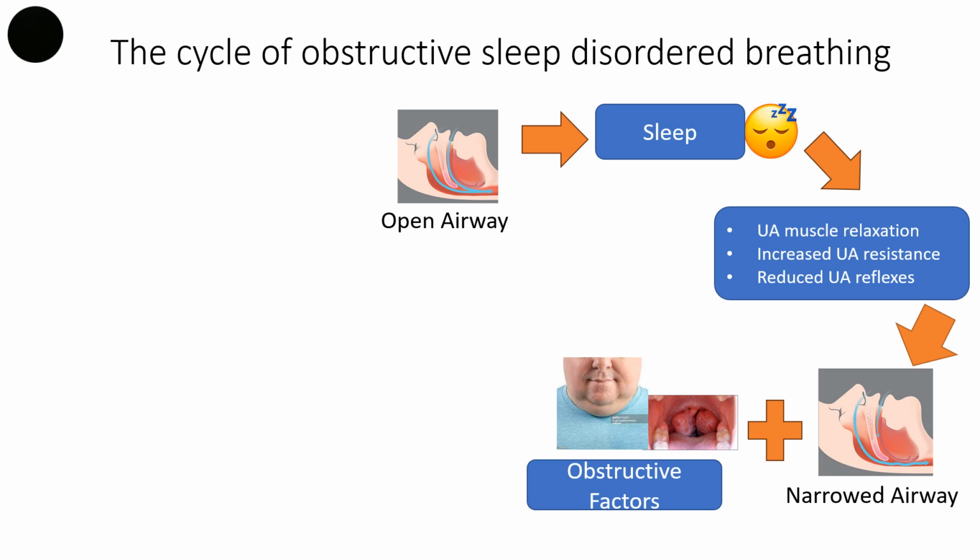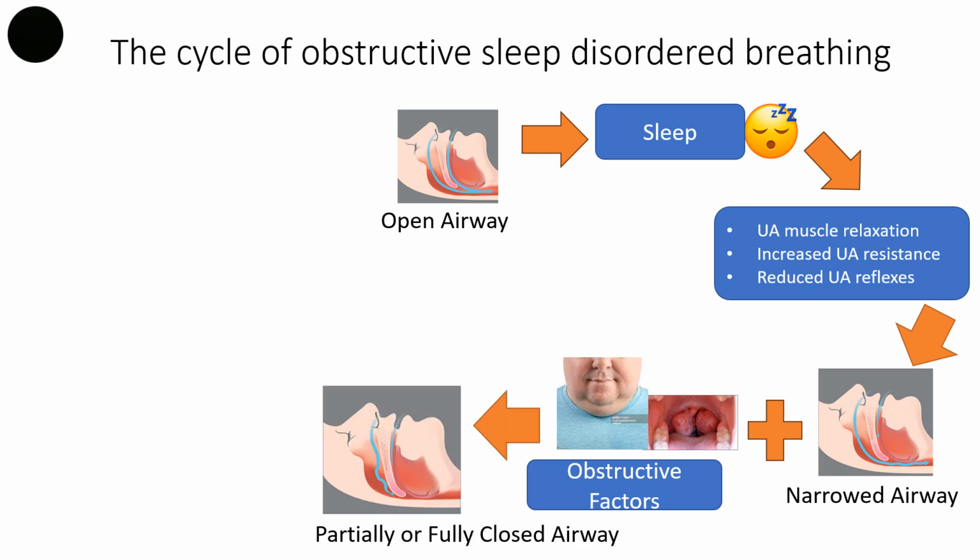But then if we've got something that can press on that narrow airway, so what I'm calling an obstructive factor, so these are kind of extreme sized tonsils you can see here, but for the majority of people it is excess weight that's been held in the neck or sometimes in the tongue, and not always that visible. This can then press on that floppy and narrow airway and cause it either to fully or partially close off.